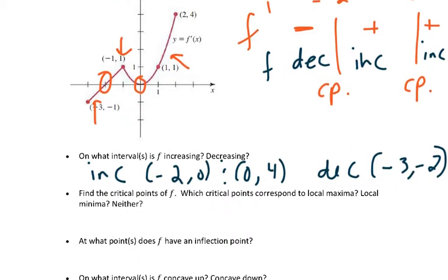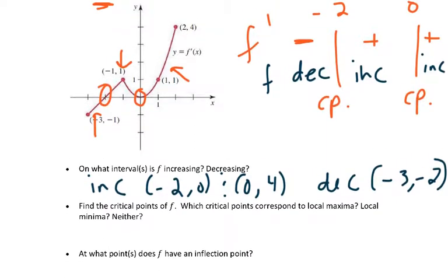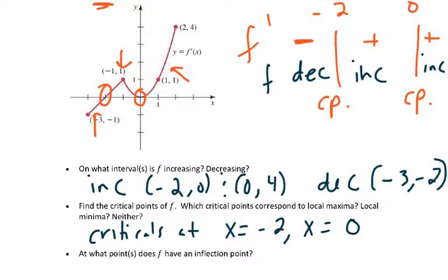Okay, it says find the critical points of the function. The critical points are places where the derivative is 0. So there are critical points at x equals -2 and x equals 0. Which critical points correspond to local maximum, local minimum, and neither? Remember, it's a local maximum if it's increasing and then decreasing. It's a local minimum if it's decreasing then increasing. And it's neither if it just stays the same.